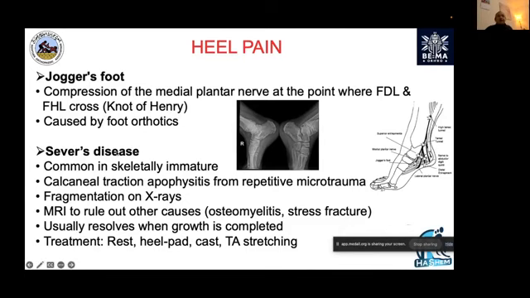Severe disease, and a lot of you see this in the skeletally immature. As you can see, there is a lot of fragmentation of the posterior tuberosity, or what we call the apophysis. I'm sure all of you understand that the epiphysis is the end of the bone, and the apophysis is where the tendon or ligament attaches. So here, where the Achilles attaches?